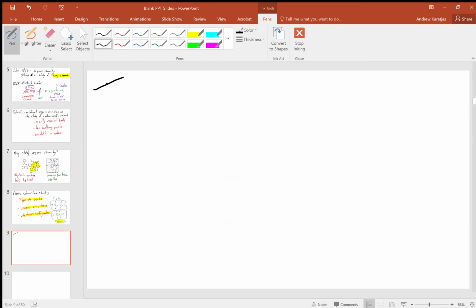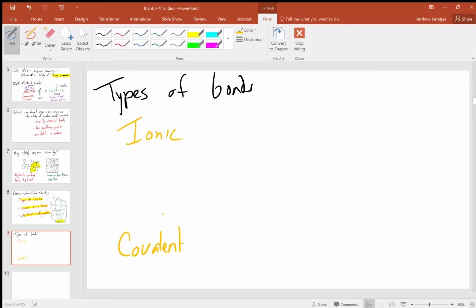So first, what types of bonds do you remember? Hopefully you remember 3 main types of bonds: ionic, covalent, and polar covalent. Now, what was the difference between these 3?